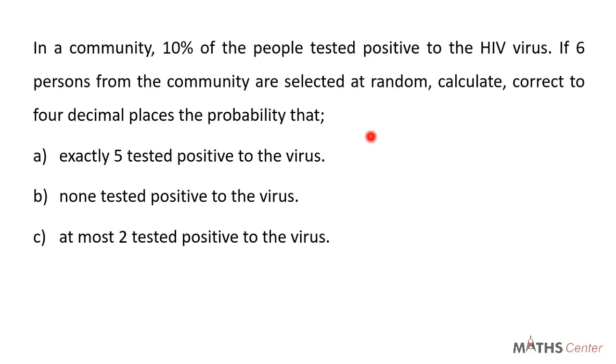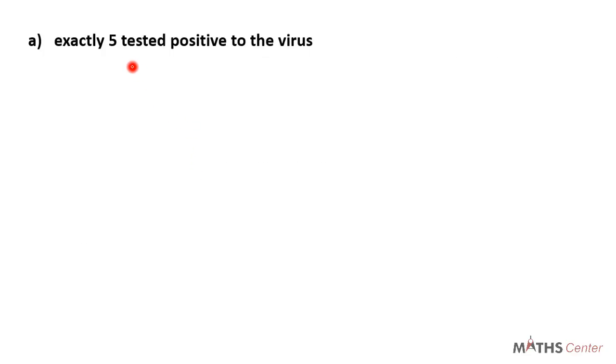This is a binomial situation because you are going to have 2 mutually exclusive outcomes. That is, if you select someone from the community, either the person is HIV positive or HIV negative. Because this is a binomial situation, we can use the binomial probability distribution to find the probability of these events. Let's begin with the first one. Exactly 5 tested positive to the virus.